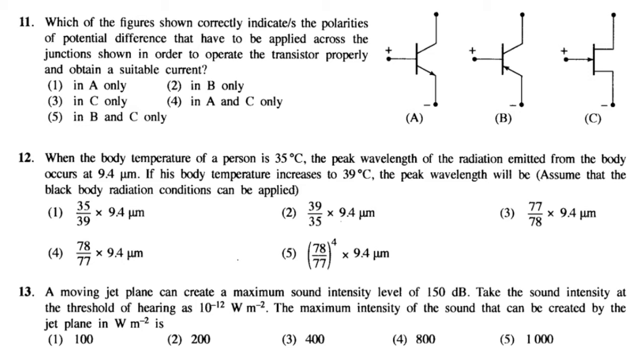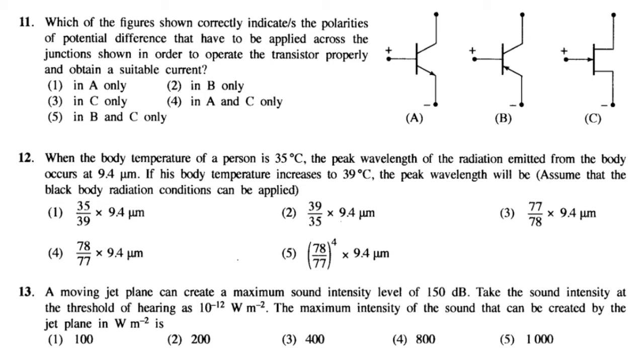temperature is given. Now the body temperature increases. So they are asking for the new peak wavelength of the radiation emitted from the body. And also they ask us to assume that the black body radiation conditions are to be applied. So this question is based on Wien's displacement law.